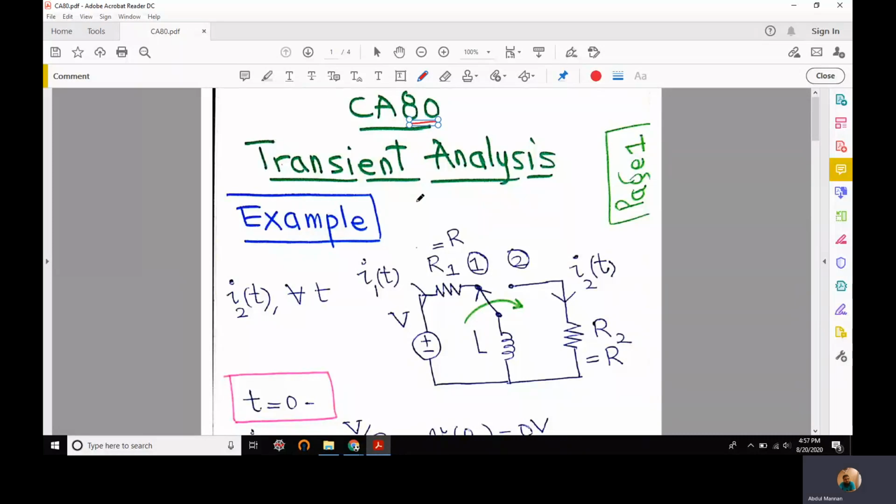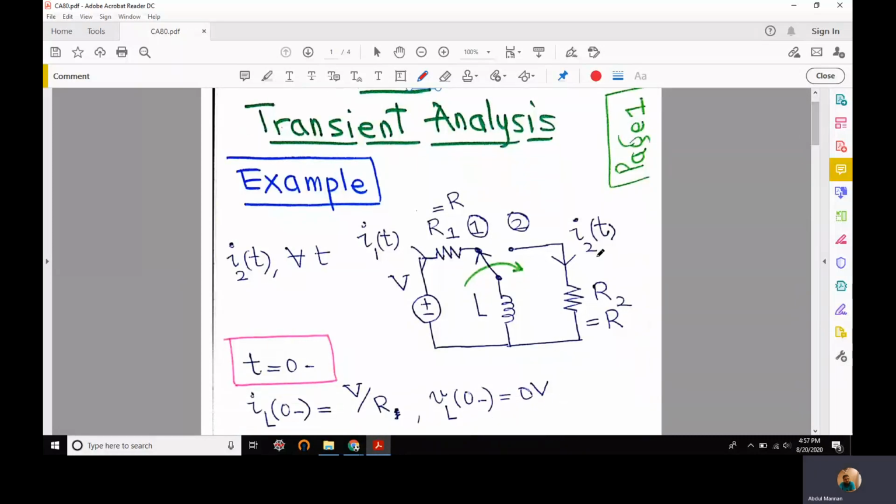We are studying transient analysis, and in this lecture, we will analyze this circuit involving an inductor and two resistors along with a voltage source having DC voltage V magnitude. So in this circuit, the switch K has been in position 1 for a very long time until the circuit achieved steady state.